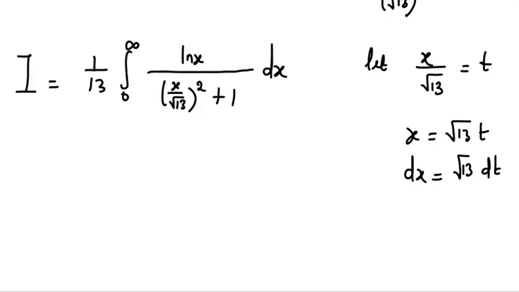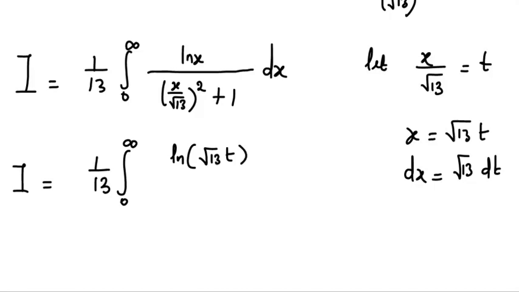With this substitution, our I is going to be equal to 1 by 13 multiplied with the integral from 0. Check the limits: if x is approaching 0, t will be approaching 0 divided by root 13, which is 0. When x is approaching infinity, t will be approaching infinity divided by root of 13, which is infinity. So we have infinity here. Then the natural log of x will become the natural log of root of 13 multiplied by t, divided by t squared plus 1. Then our dx is root of 13 dt.